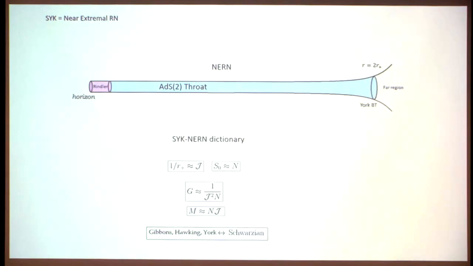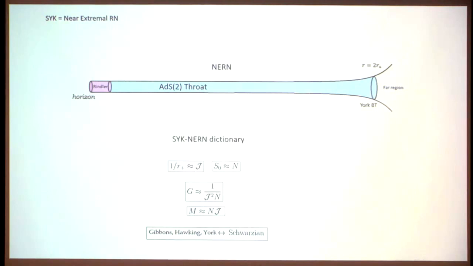And there's a dictionary connecting SYK to the near-extremal black hole. I'll tell you what it is very quickly. The horizon size, the horizon radius, I'll call R+. The outer horizon, but for the near extremal, the outer and the inner are almost the same. And the inverse of that is the SYK energy scale, J.